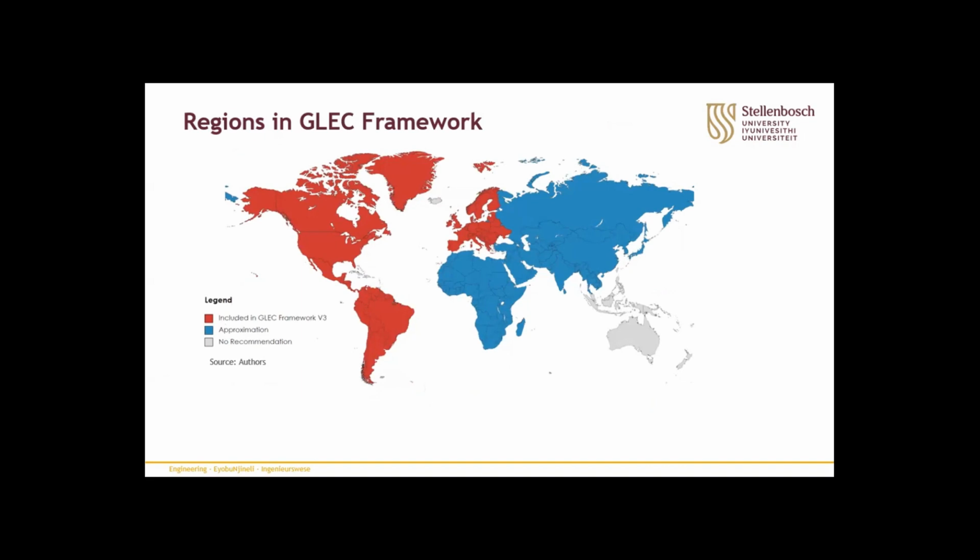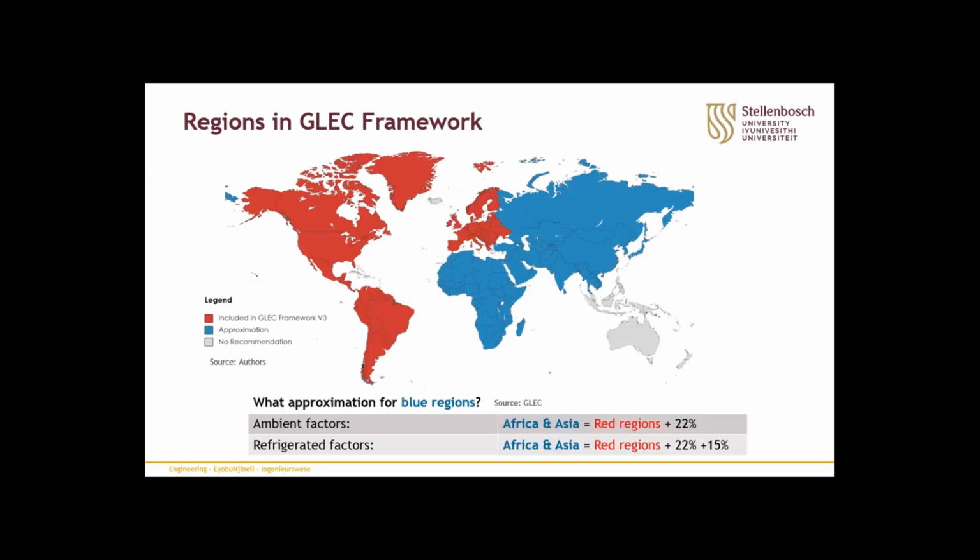In terms of these red countries, that's basically what's included in the GLEC framework, with very specific values. And if you actually want to use these, this is what we're going to do. So for the red regions, plus 22% for ambient, and for refrigerated cold, you add an additional 18%. So that's essentially what we have to use based on that.